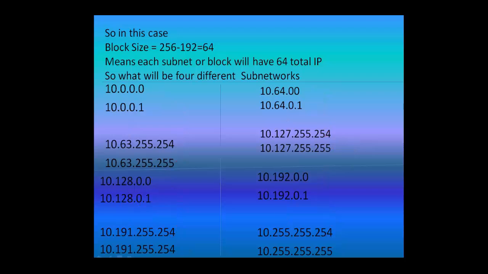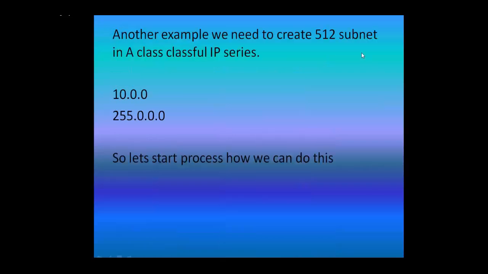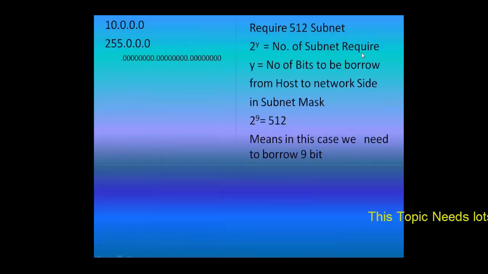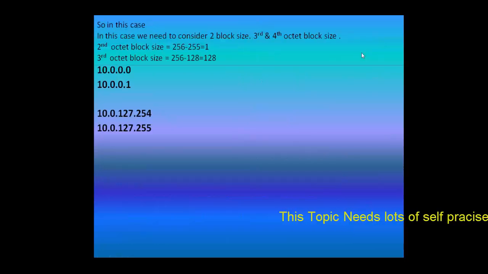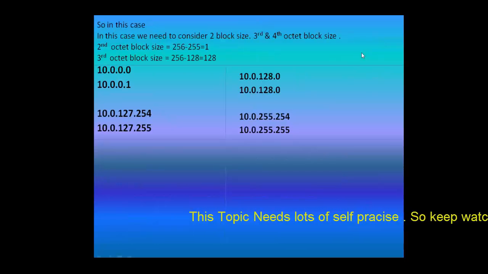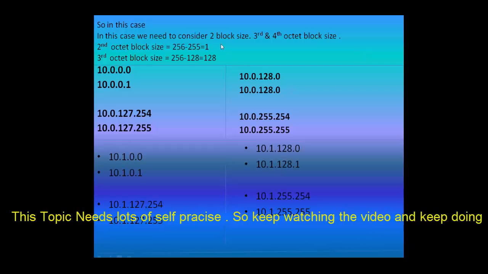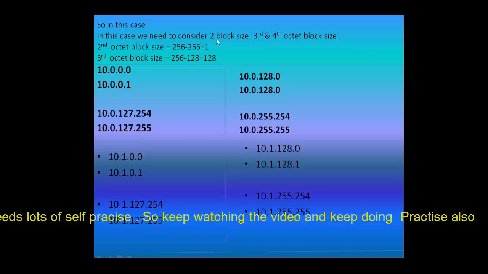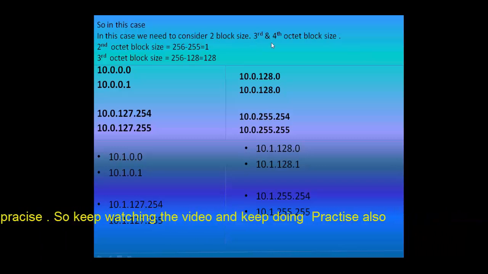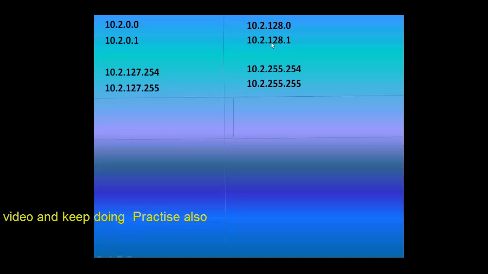I don't think right now you have any doubt. For subnetting, I don't want to do more. So in this way you can check the video in slow motion. I'm showing you all the things. Here the variation comes in the 3rd and 4th block size, 2nd and 3rd block size. Look here. So watch the video carefully. You have seen everything.